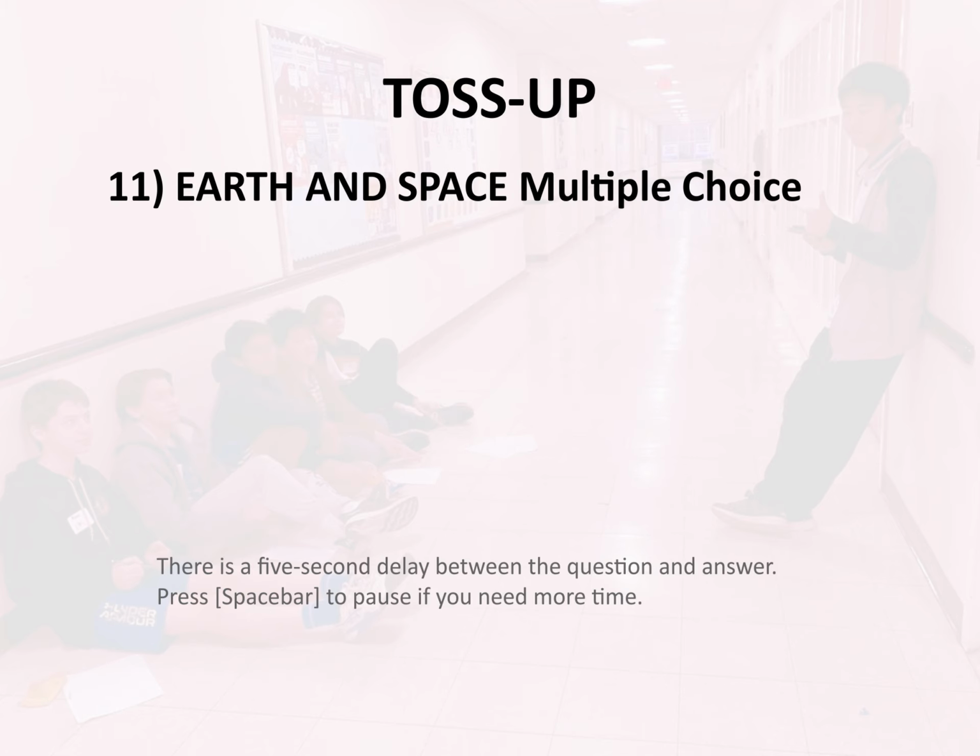Toss-up 11. Earth and space. Multiple choice. Which of the following aberrations only occurs in refracting telescopes? W. Chromatic aberration, X. Spherical aberration, Y. Coma, Z. Astigmatism. Answer. W. Chromatic aberration.